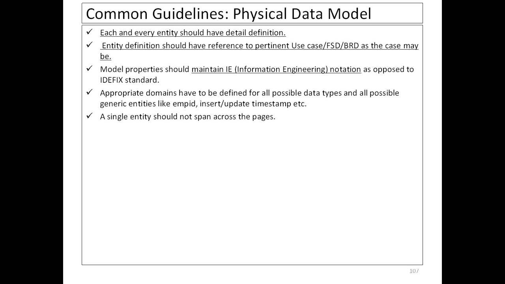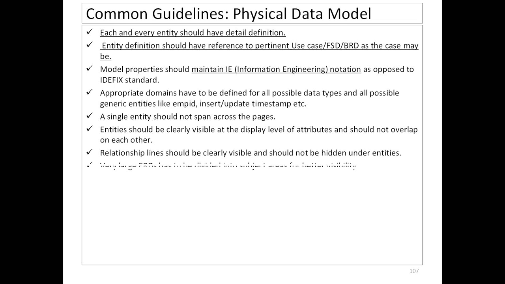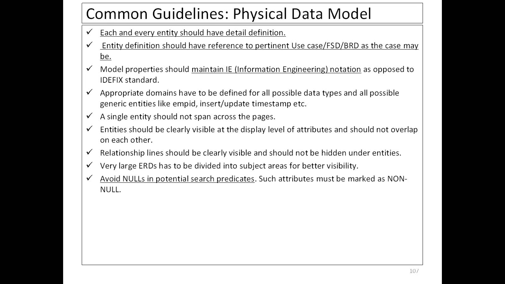A single entity should not span across the pages. Entities should be clearly visible at the display level of attributes and should not overlap on each other. This is from the perspective of the visual representation of the model. The relationship line should be clearly visible and should not run beneath the entities or be hidden under the entities. Very large ERDs have to be divided into subject areas for better visibility and communication.